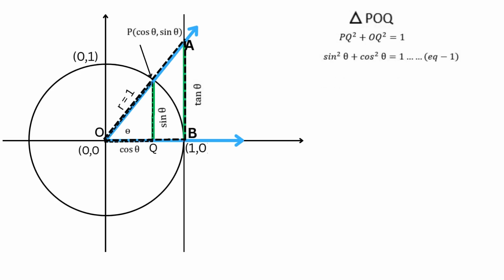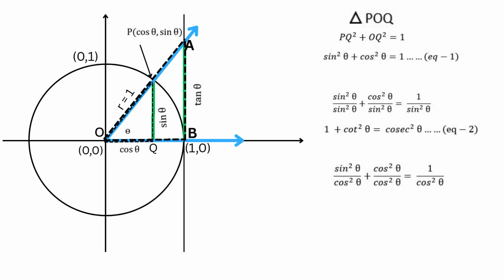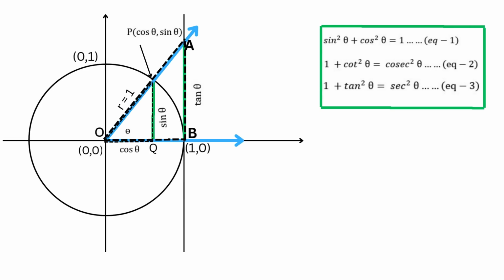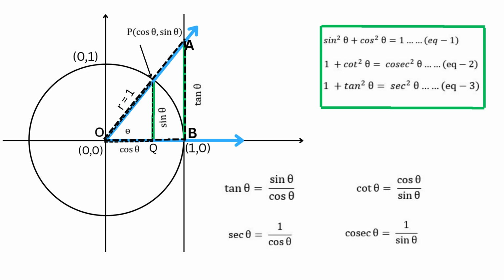Now, using this identity, we can find the other two. First, let's divide every term in this equation by sine squared theta. That gives us 1 plus cotangent squared theta equals cosecant squared theta, another key identity. Can you guess the third one? In the same way, if we divide everything by cosine squared theta, we get tangent squared theta plus 1 equals secant squared theta. So, there you go. These are the three fundamental trigonometric identities. And don't forget about the other trigonometric ratios: tangent, cotangent, secant, and cosecant. They're just as important and all connect back to the unit circle too.